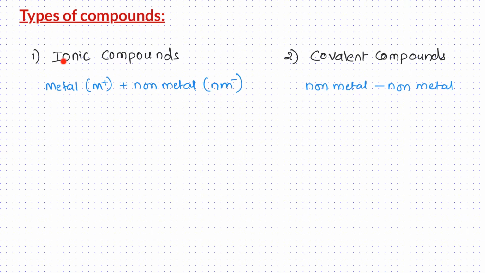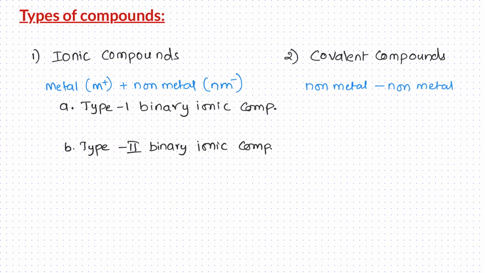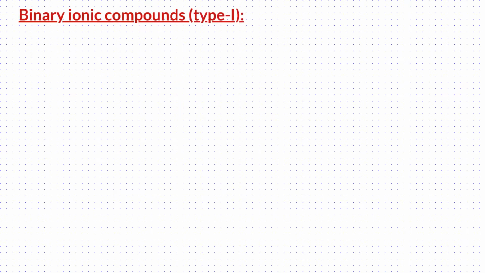The simple ionic compounds can be subclassified into three different types. Type 1 binary ionic compounds, Type 2 binary ionic compounds, and ionic compounds with polyatomic ions. First, we will learn to name Type 1 binary ionic compounds. First, let us understand what a binary compound means. Binary compounds are compounds consisting of only two types of elements.